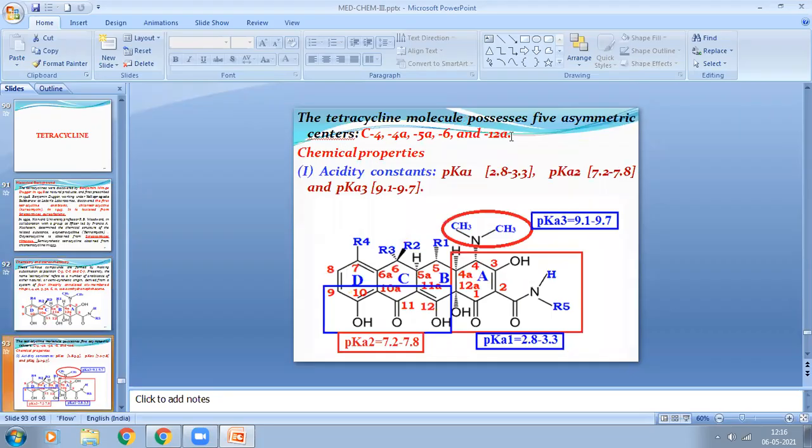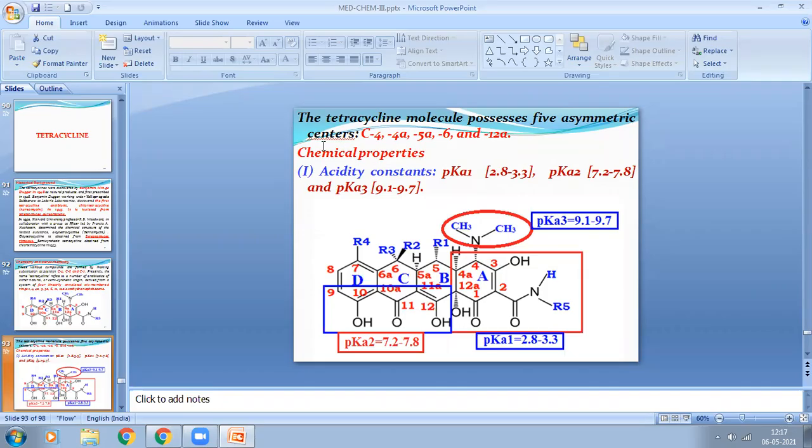Now, the tetracycline molecule possesses 5 asymmetric centers. You see here, the asymmetric carbon atoms present are C4, C4a, C5a, C6, and C12a. So these are the asymmetric carbon atoms present in the tetracycline. This is the basic structure of the tetracycline that I have shown.